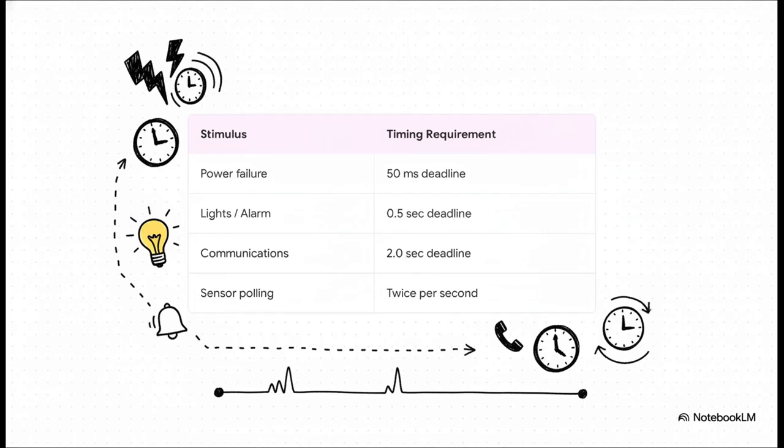For instance, in an alarm system, a power failure demands that rapid 50-millisecond response, but turning on the lights or the audible alarm allows a much more relaxed half-second deadline. Activating a voice synthesizer or calling the police could take up to 2 seconds. When you are designing your system, you have to list out these timing constraints for every class of sensor independently.